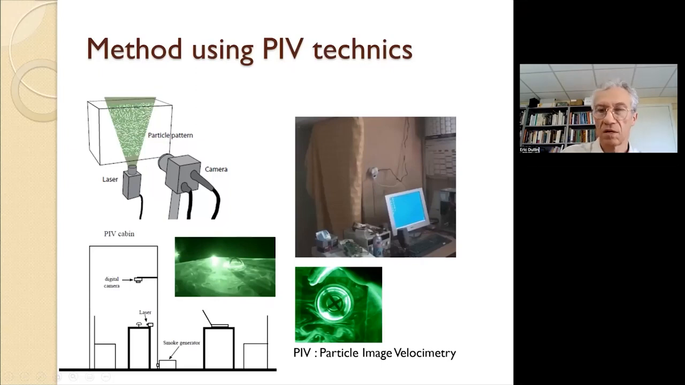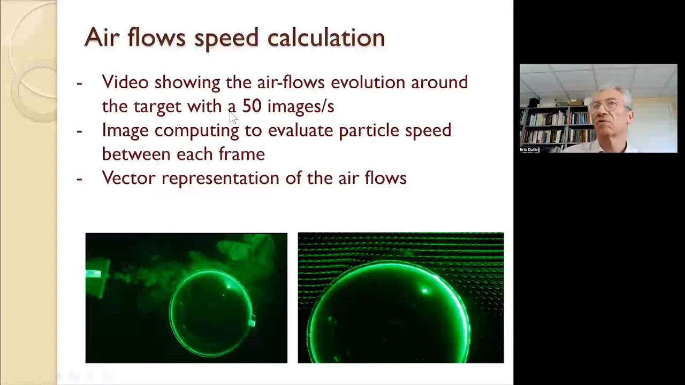So the idea is to see how we can then make the calculation of all the flow. The principle is that we make some imaging computing, and we are able to compute the displacement of the patterns between two images. Because it's 50 images per second, we get the speed. And we represent the speed by vectors with the direction and the strength of the vectors. Here we have the flow of the air around the target. And here we have the speed of the air around the target.